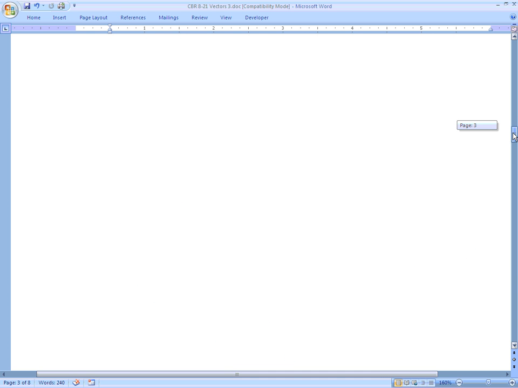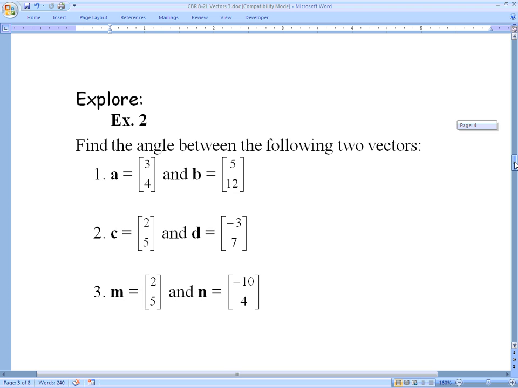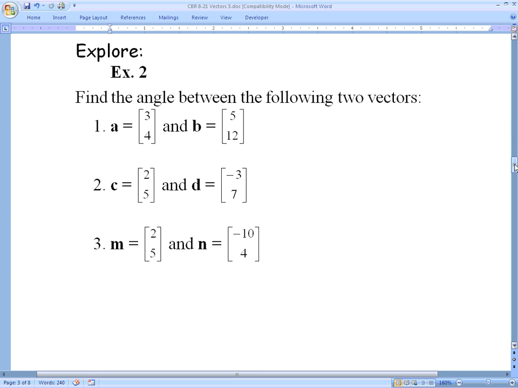All right, on this next slide, we are given pairs of vectors and we're asked to find the angle between them. We're not going to do all these. We might just do this first one here. And again, feel free to work through the others or try them after my example. So we'll start with number one.